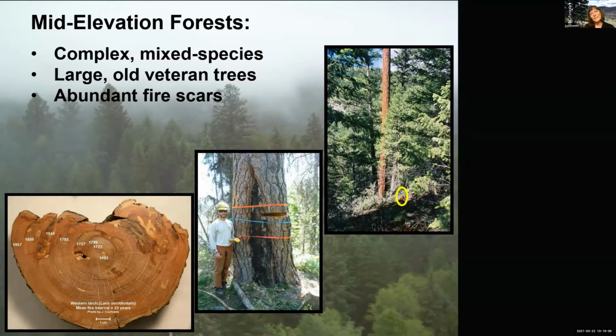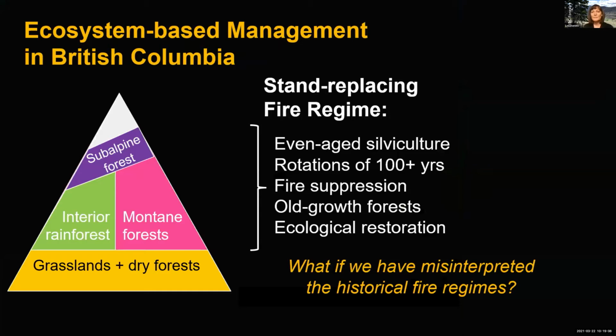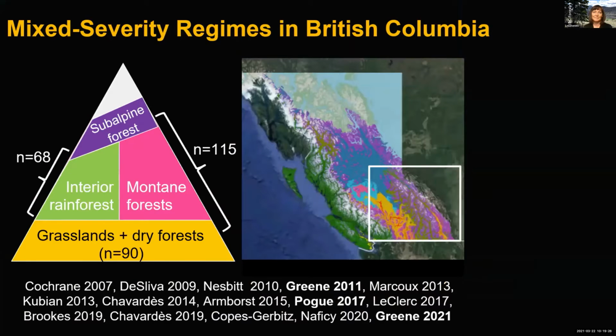So that's raised the question then, what happens if we've misinterpreted the fire regime? What does that mean for all of our stand management and our conservation and our restoration programs? That's really the key question that my research group has been focusing on for the last 10 to 15 years in the mountain forests of British Columbia.